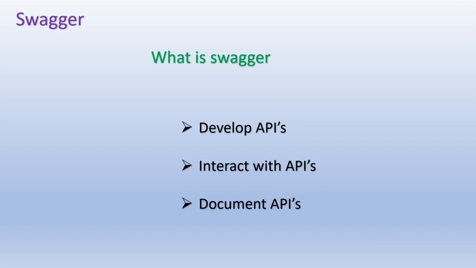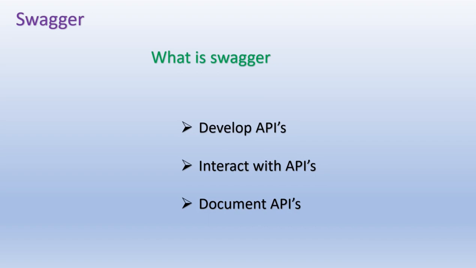And what is Swagger? Swagger is a set of open source tools built around the OpenAPI specification that can help you design, build, and consume REST APIs or REST microservices. Swagger allows us to describe the structure of our APIs or microservices.